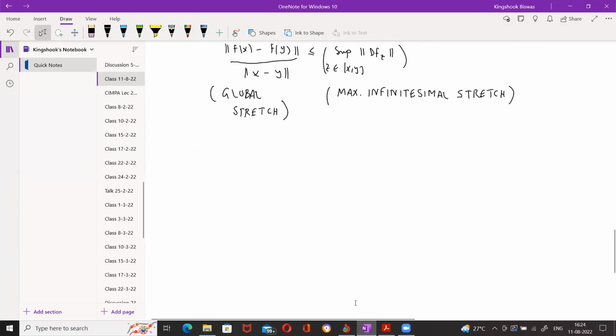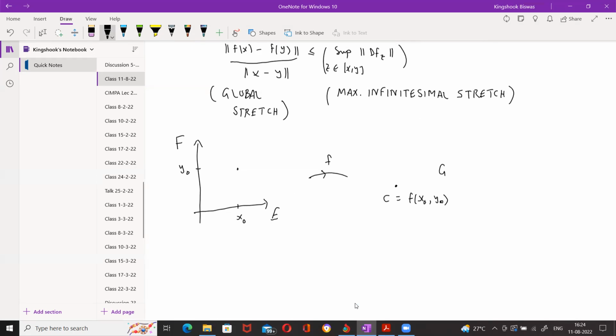So the picture is, here you have your Banach space E. Here you have your Banach space F. And here I have my map little f, which takes values in whatever G. And so this point is, say, c equal to f of x0, y0. And so here's the point x0, y0. And what I'm looking at is the level set f equal to c.